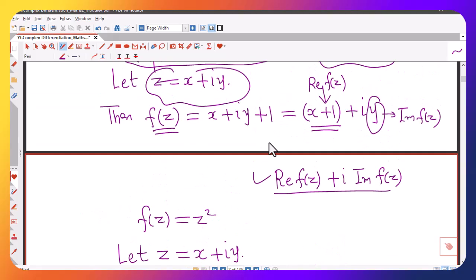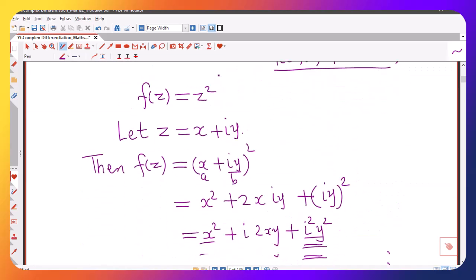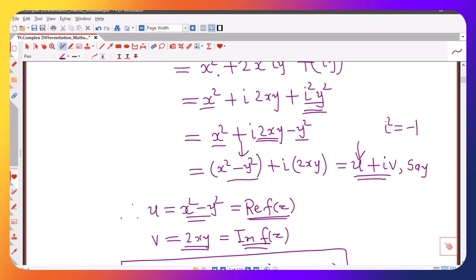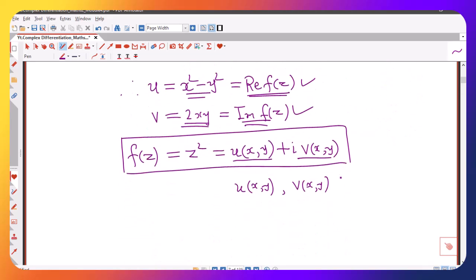So this we will require. Here also you can see u is x plus 1 and v equal to y. So this we will require, that how to find out real and imaginary parts of a given complex function, or how we can express a given complex function in this form u plus i into v.